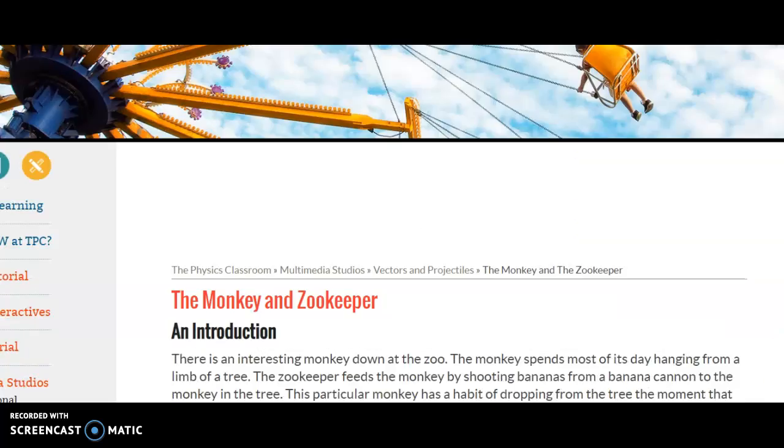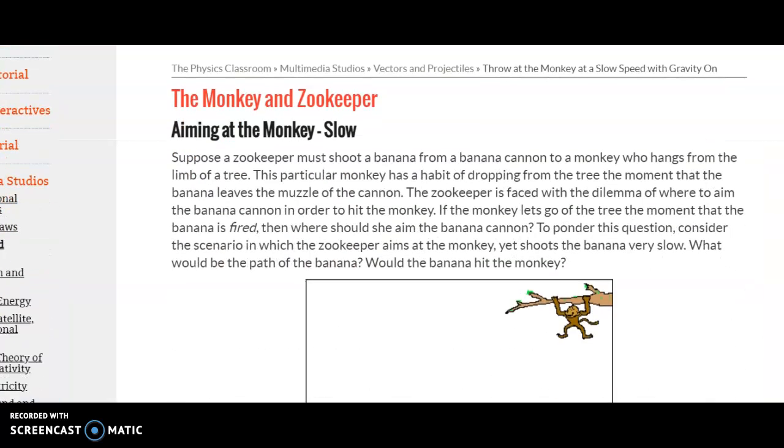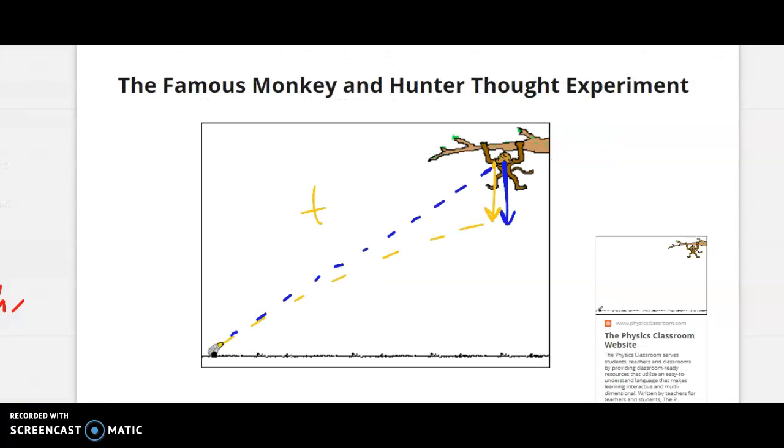Now, if the speed of the projectile is less, that actually doesn't matter. Because if you fire at the monkey with a slower speed, then that just means everything takes a lot longer, but it still gets hit by the projectile.